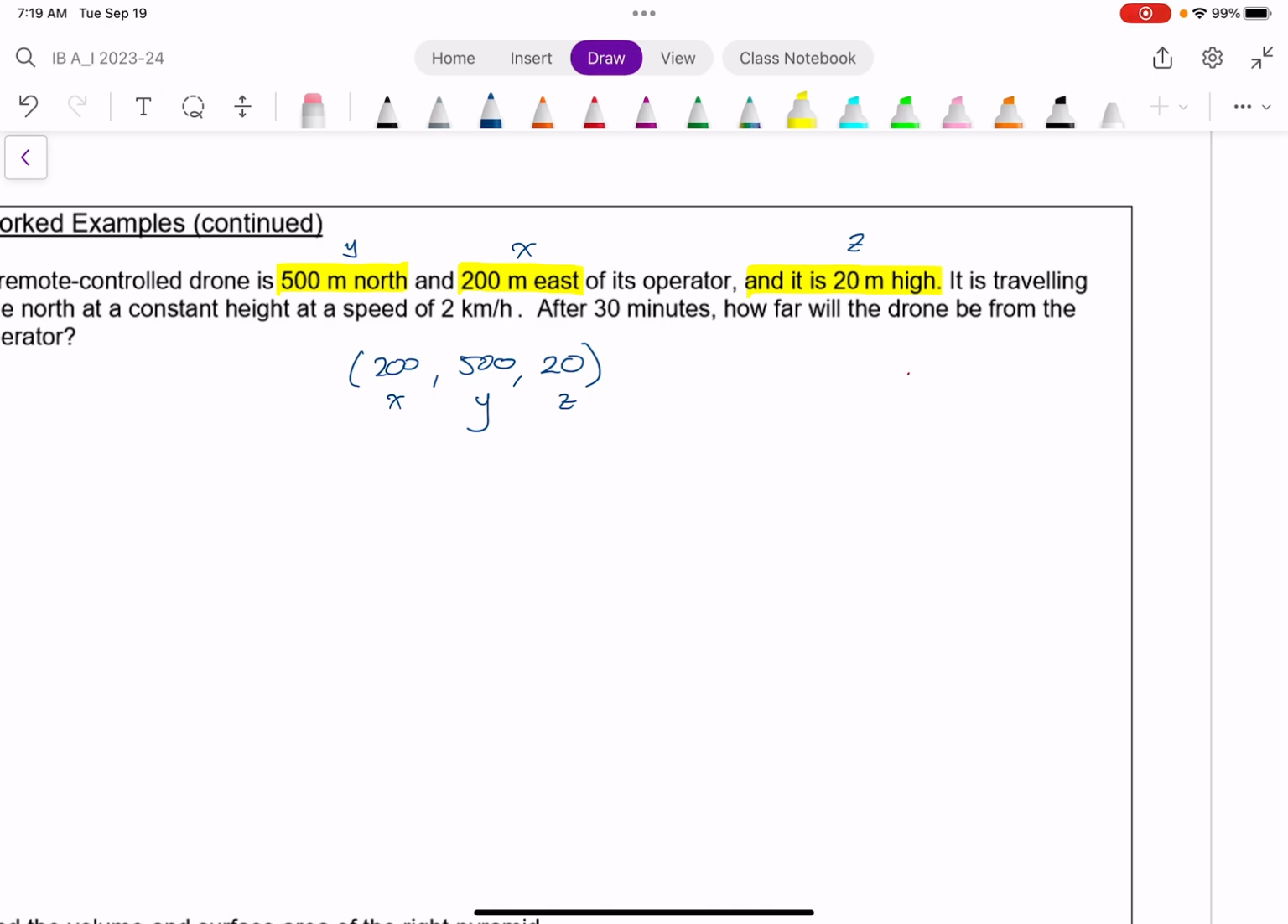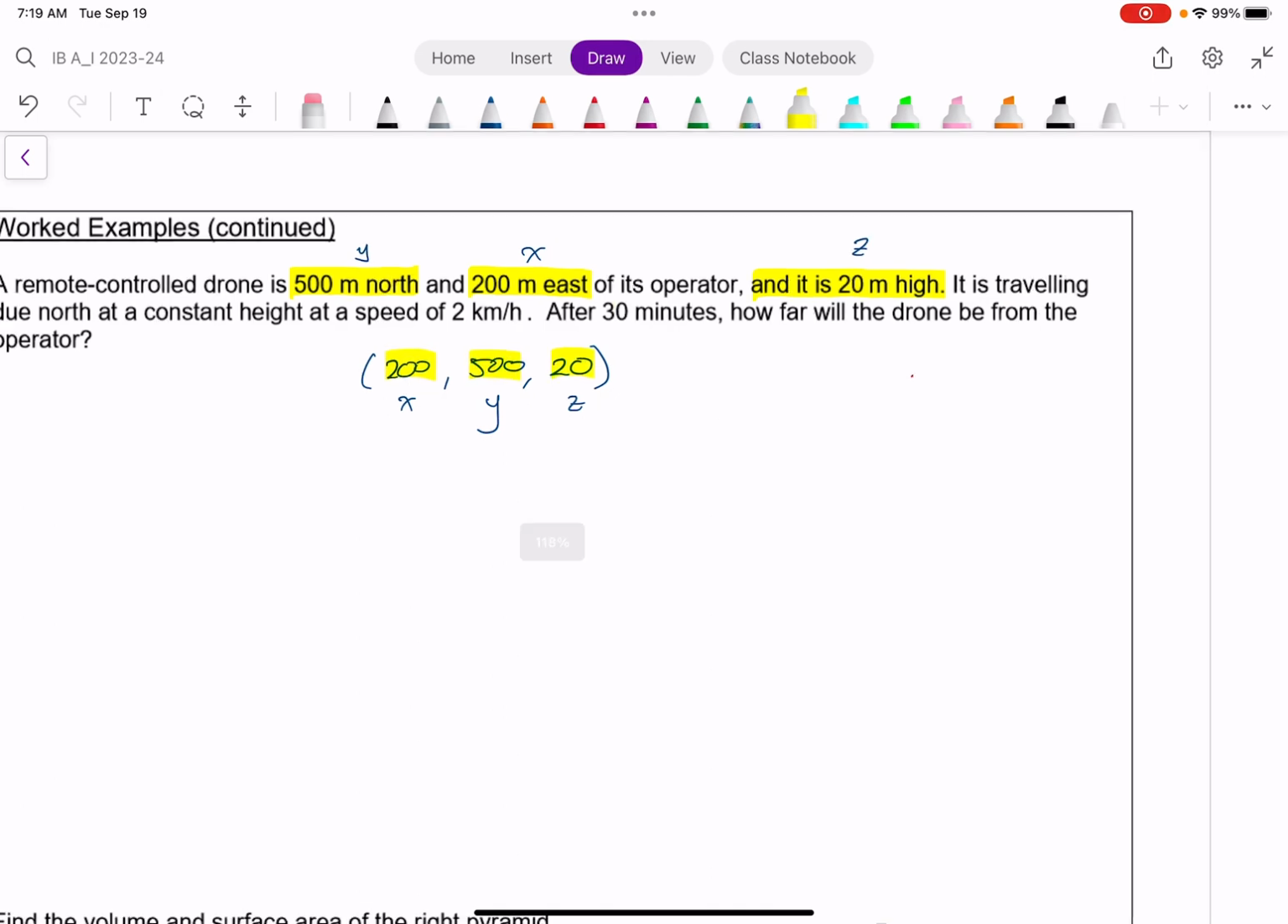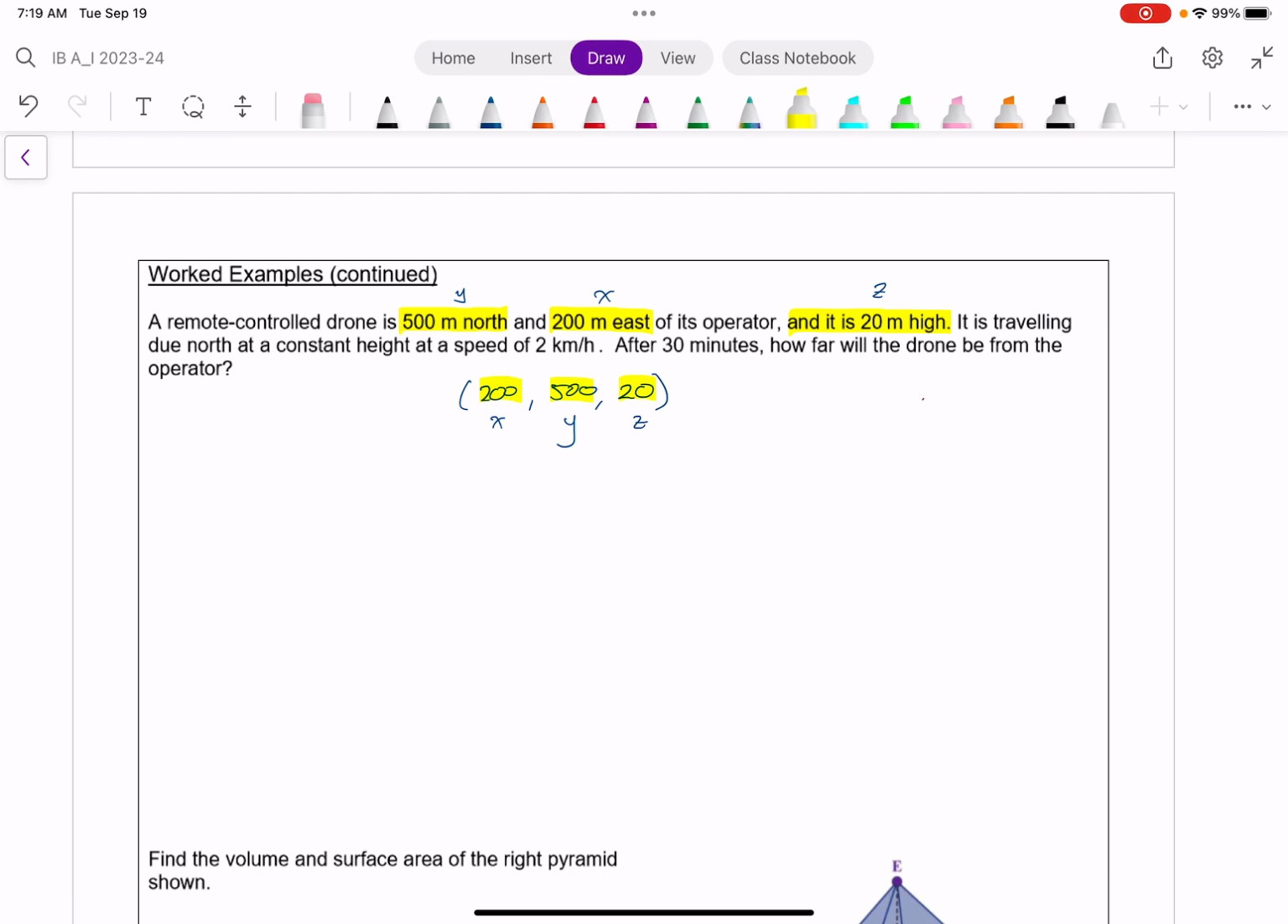All right, and it's also traveling at a speed of 2 kilometers an hour due north at a constant speed. And so we want to find out after 30 minutes, how far is it from the operator? So first, let's get a few things set up here. Well, it's tough to make a visual that accurately shows 3 dimensions. Let me start with a 2-dimensional visual.